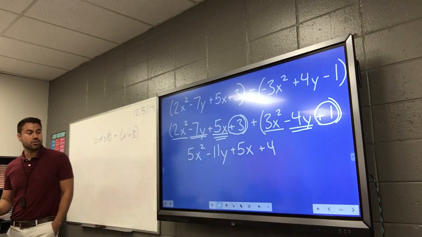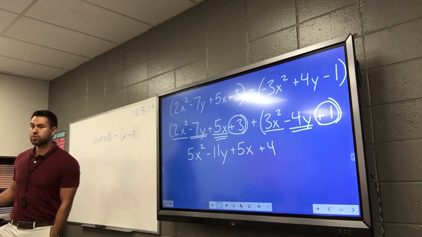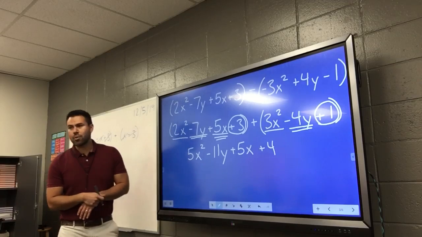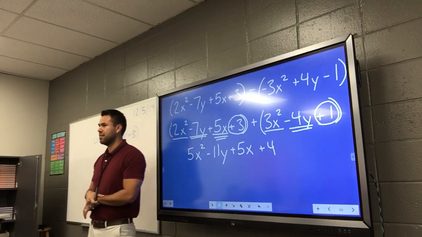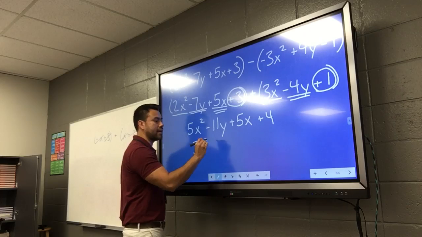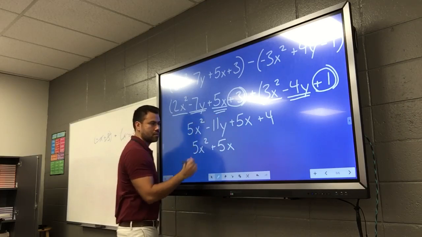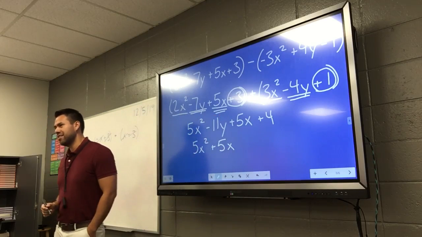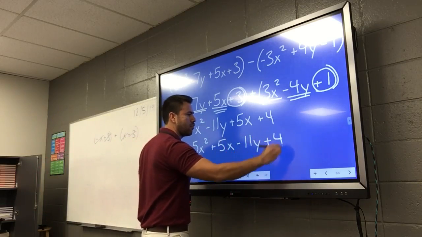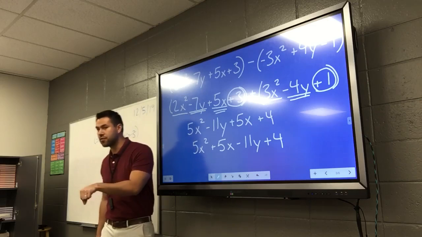That is not my answer yet, because I want to write it in standard form. So help me out here, because this is where you guys start thinking. Anyone want to help me out with standard form? Because that's not it. Colin? 5x squared. So 5x. Okay, good. He combined these two together. What would you do next, Colin? Minus 11y. And then your plus 4?